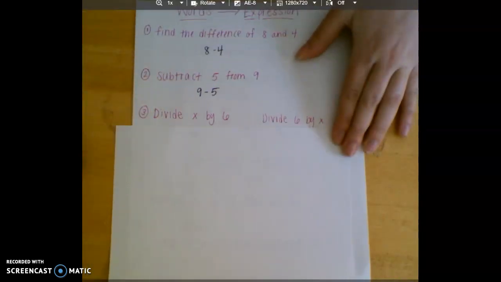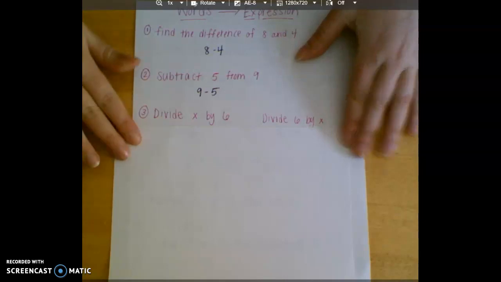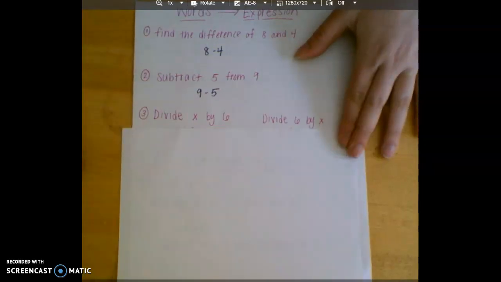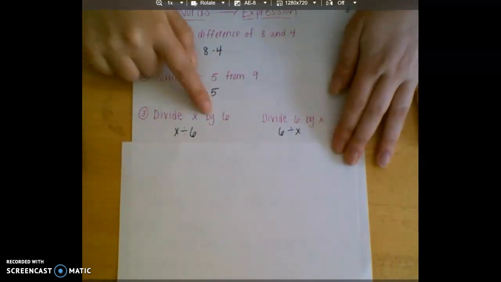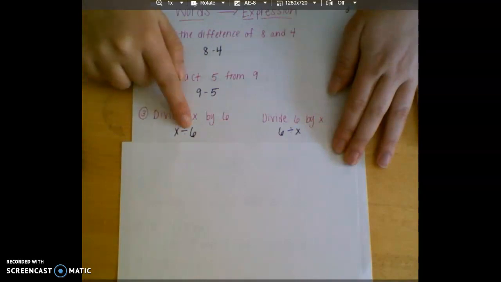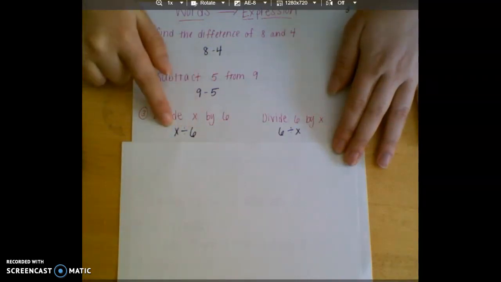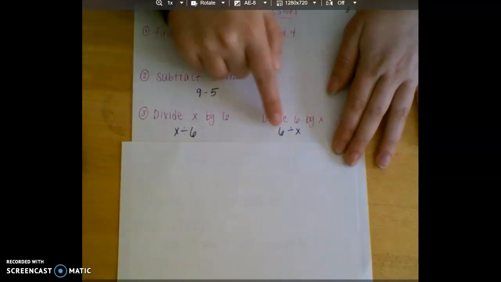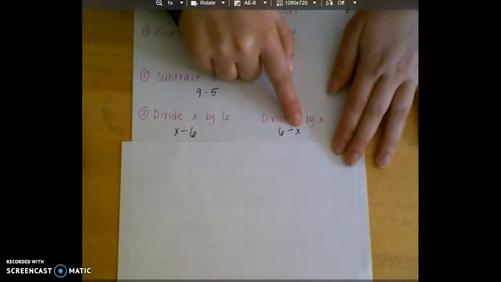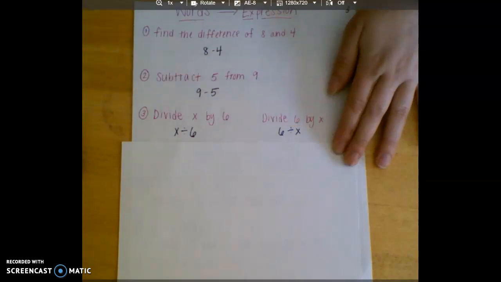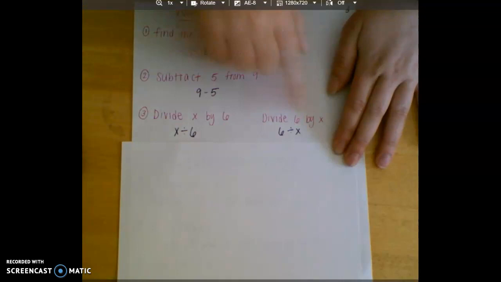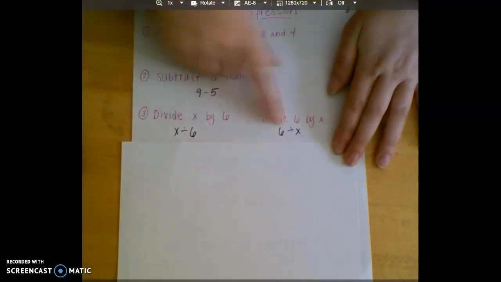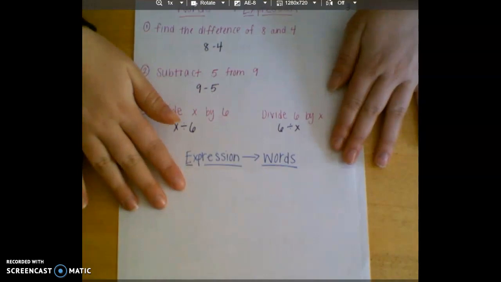I want to divide x by 6, and I want to divide 6 by x. Now think in your head what divide means. If I'm dividing x by 6, I'm doing x divided by 6. Remember, x can equal any sort of number that we have. Okay, if I'm dividing 6 by x, I'm starting with 6, and I'm dividing by some number x, which could be 2, 3, 1, whatever you want, whatever they tell you, that is what it is. So look at how that language changes what those problems look like.